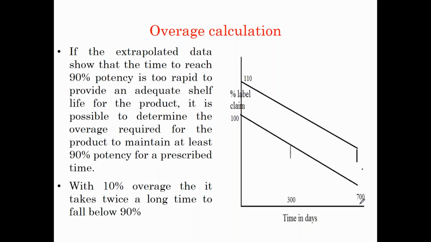Though there is a loss of 10 mg which was happening before, even after that, to have the total amount as 100 mg on the 700th day, they have to add 10%, that is 10 mg extra, so that even after the degradation, the drug dose remains 100 mg itself. That is the calculation they try to do with overage.